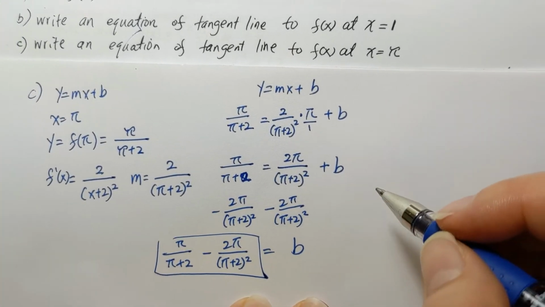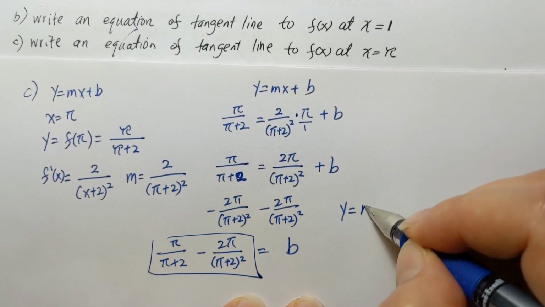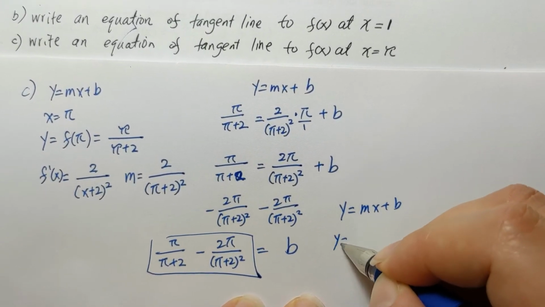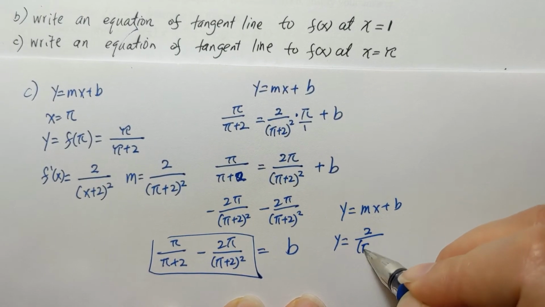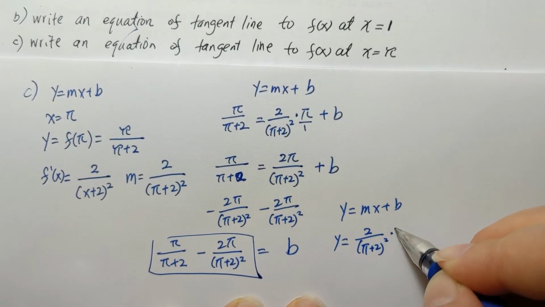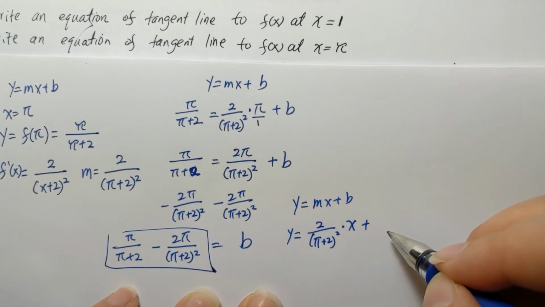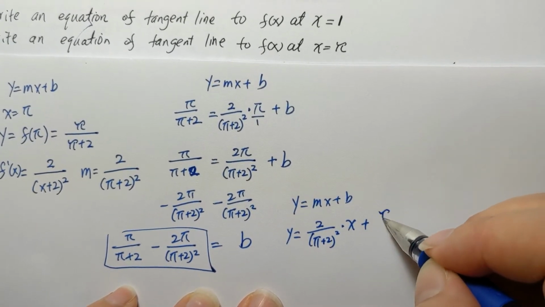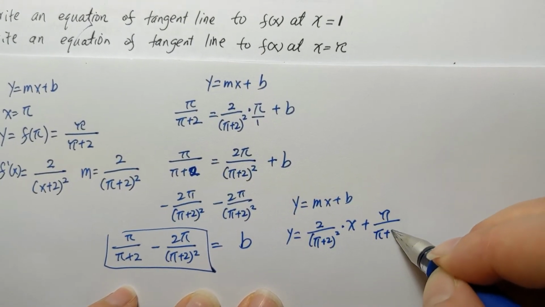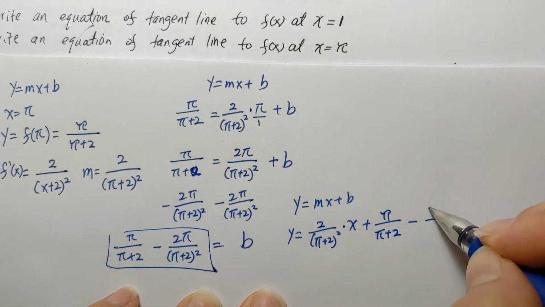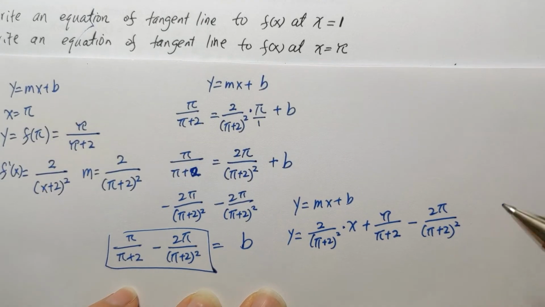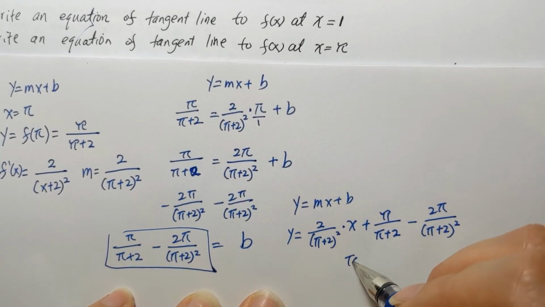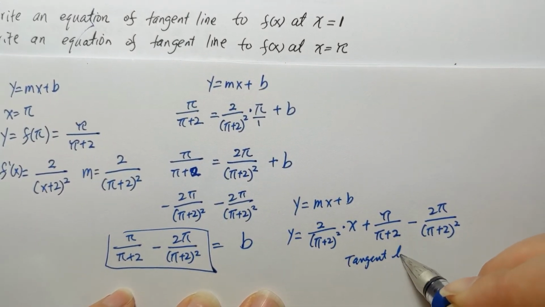So we are going to rewrite into y = mx + b. So m is going to be this: 2 over (pi plus 2) squared times x. And then you substitute your complicated b in here: pi over pi plus 2 minus 2 pi over (pi plus 2) squared. So this is your tangent line.